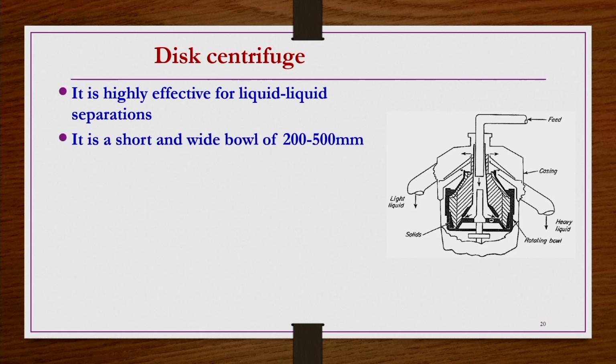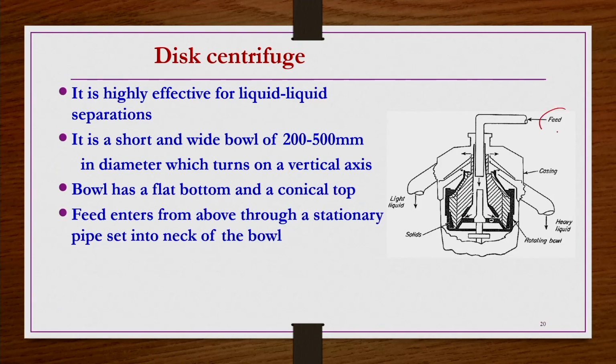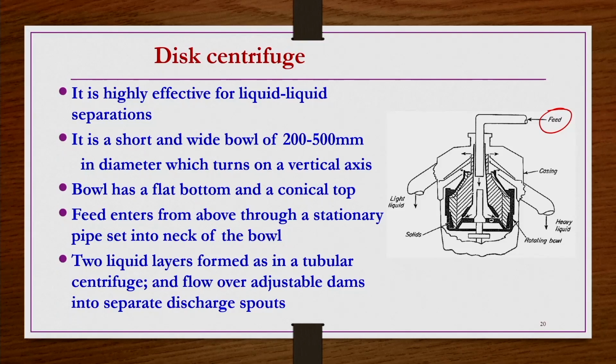It is a short and wide ball of 200 to 500 mm in diameter which turns on a vertical axis. The ball has a flat bottom and conical top, as shown here in the picture. Feed enters from above through a stationary pipe set into the neck of the ball. Two liquid layers are formed as in the tubular centrifuge and flow over adjustable dams into separate discharge spouts. So, there is a light liquid discharge spout and a heavy liquid discharge spout.